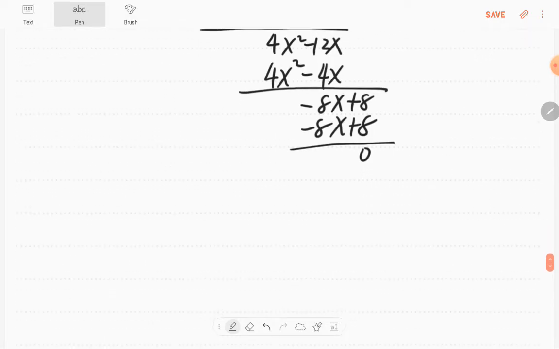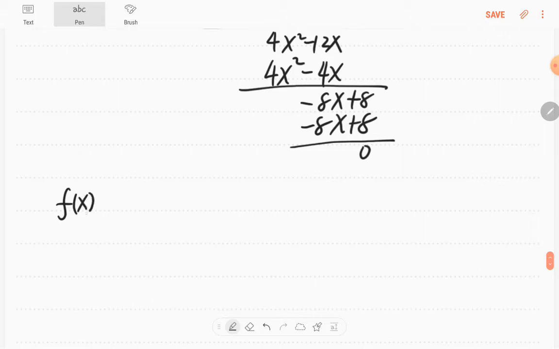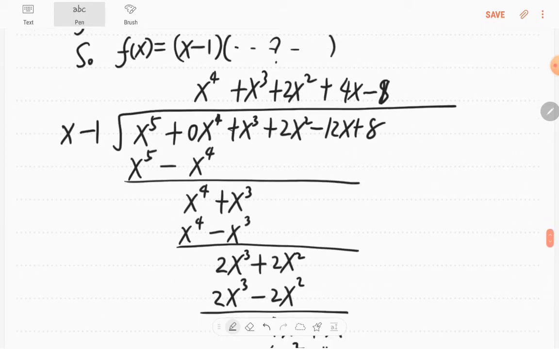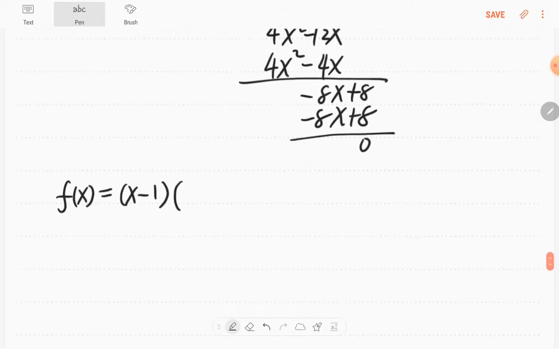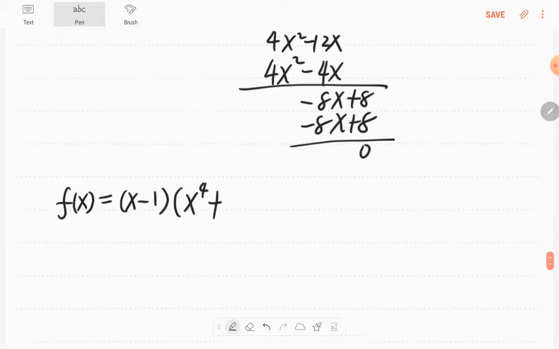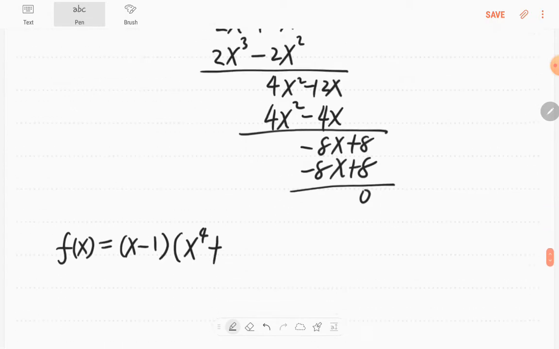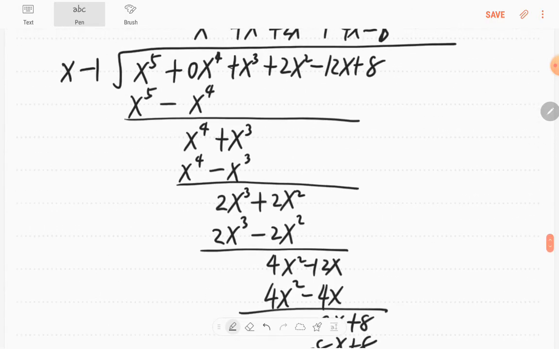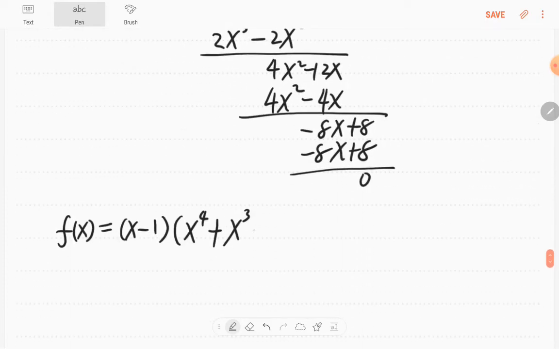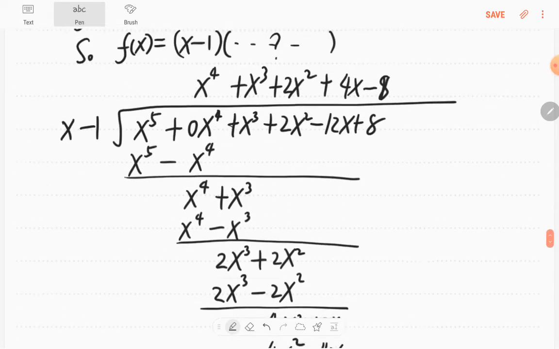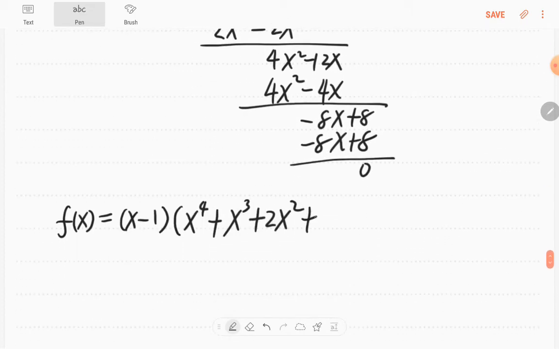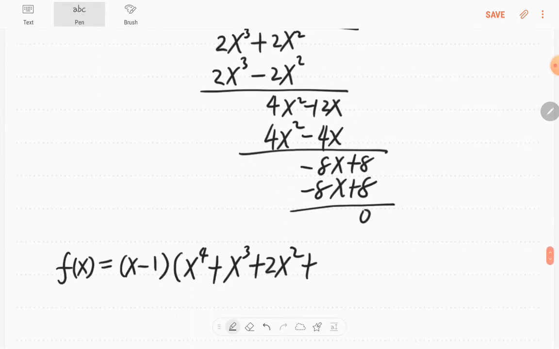So that means f of x can be written as x minus 1 times x to the fourth plus x cubed plus 2x squared plus 4x minus 8, right?